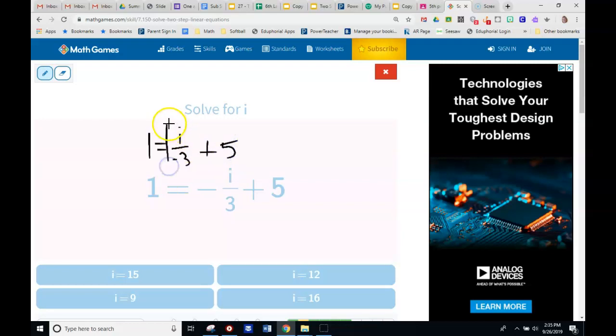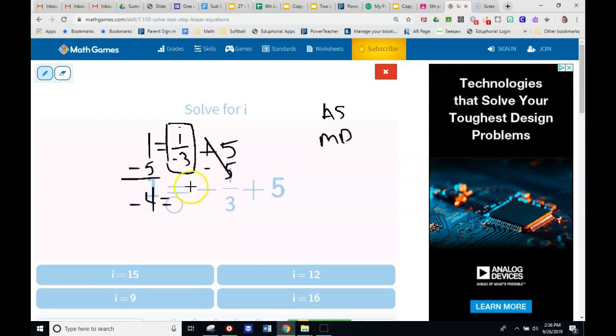I'm going to box my variable and my number. And I've got my addition, subtraction, multiplication, division. So step 1, I'm going to undo my addition. So I'm adding 5, so the opposite would be to subtract 5. Opposites make 0, so those cancel. I have to do the same to the other side. 1 minus 5 is negative 4.